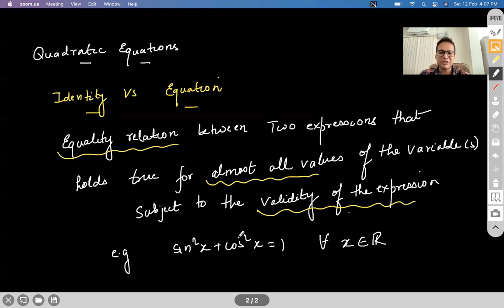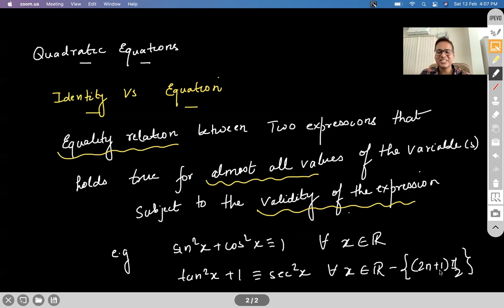Now, in international books, they normally write it with a triple dash, showing that these two are equivalent relations. That means both of them are stating the same thing. Left hand side is also 1, right hand side is also 1. But if I talk about something like tan square x plus 1 is secant square x. I'm putting the three dashes here, but don't think that your books are also going to do the same. I'm just trying to copy the symbols used by international books. This is true for all values of x, provided it should not be an odd multiple of pi by 2. So identity doesn't mean it's going to be true for all the values of the variable.